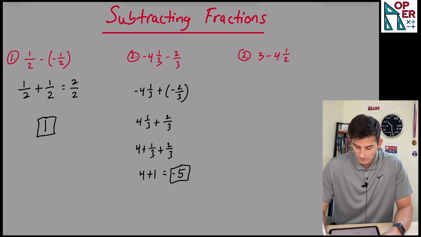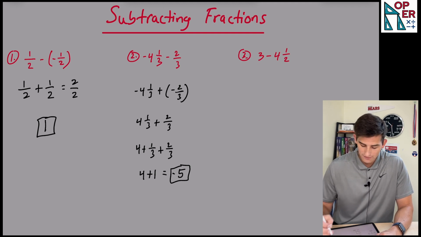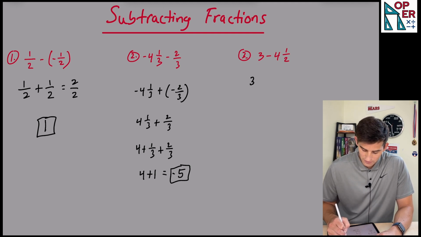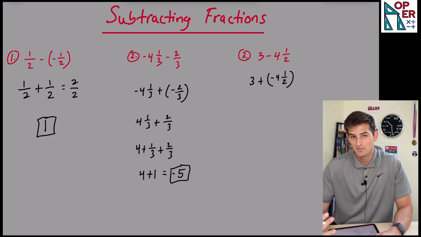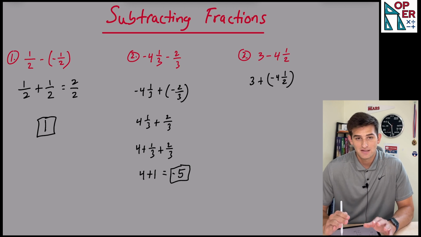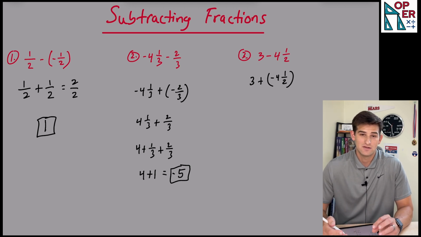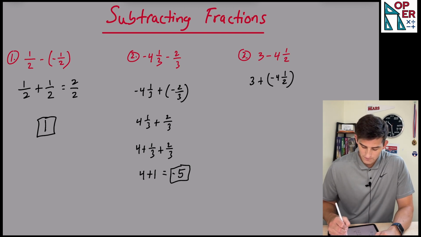And our last example, number 3, we have 3 minus 4 1/2. So we could rewrite this as 3 plus negative 4 1/2 if we wanted to add the opposite. And now we notice we have opposite signs, right? So we can now subtract the smaller absolute value, which would be 3, from the larger absolute value. So we could write this as 4 1/2 minus 3.